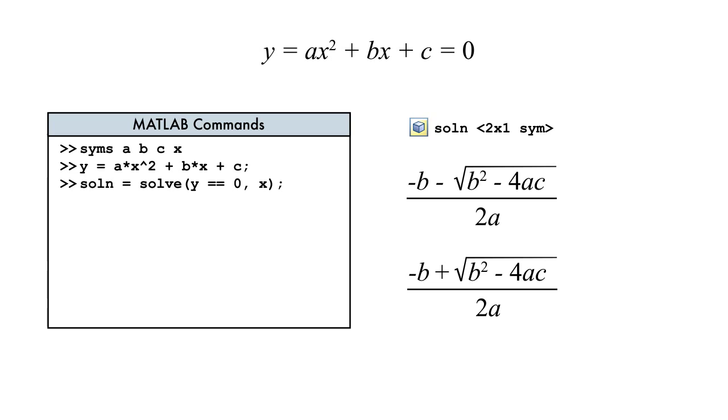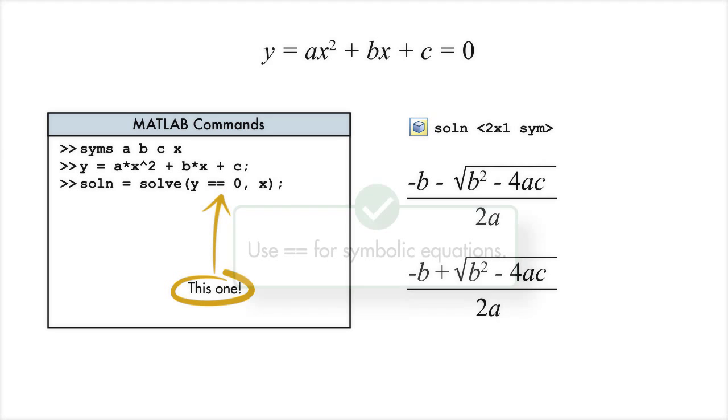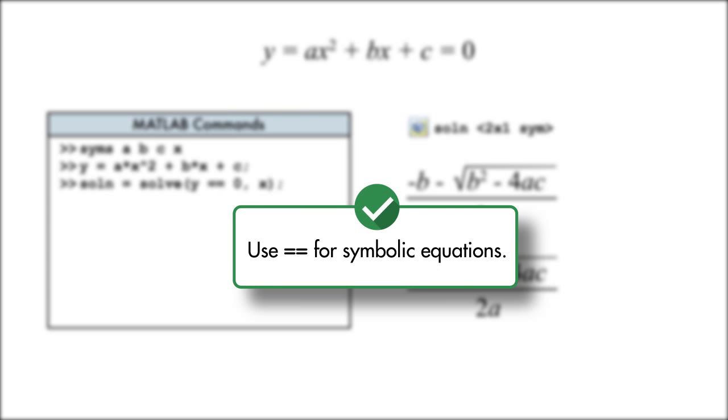But wait a second, there's something different about this last command. Because a single equal sign is the assignment operator, we used two equal signs to create a symbolic equation.